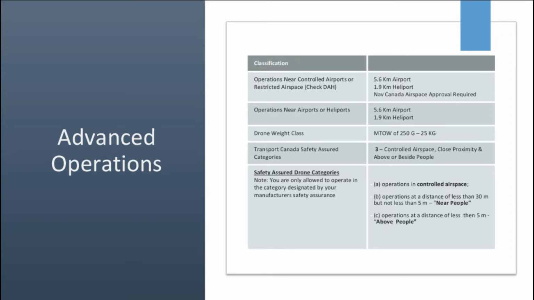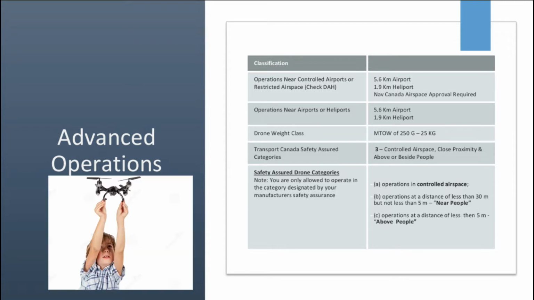So let's talk about advanced operations. There are 3 categories, one being controlled airspace, the other being 30 meters or 100 feet, but no less than 5 meters or 16.4 feet, and lastly, category C, 5 meters or less, equivalent 16.4 feet or less. So the C category allows you to fly basically right above that person's head, okay?